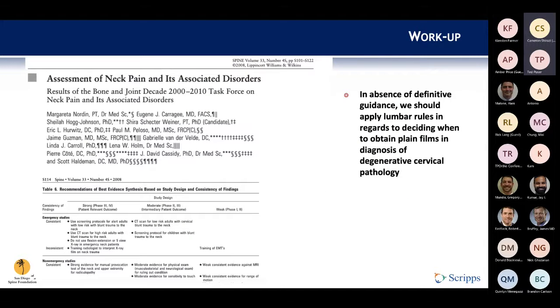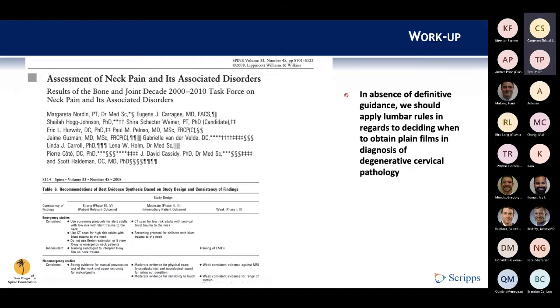Assessment of neck pain and its associated disorders. This was a task force looking at neck pain, associated disorders, and when and where you should be ordering x-rays and MRIs. So if you look here, for non-emergency studies, there is strong evidence for manual provocation testing, as we've noted previously, with physical exam maneuvers. And then looking here, if they don't have any red flag signs, there is weak or consistent evidence against MRI, and weak or consistent evidence for range of motion testing being important in terms of physical exam maneuvers.